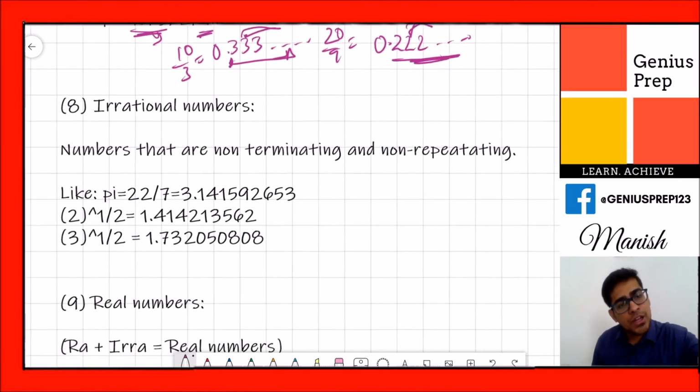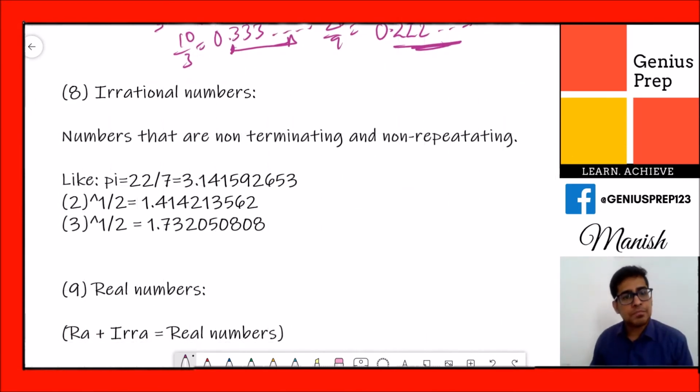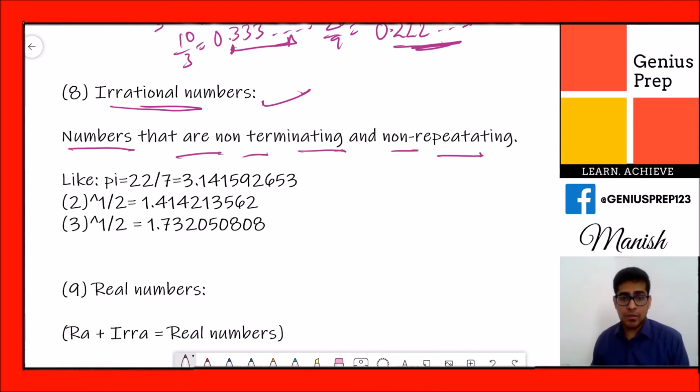So what are the irrational numbers? Irrational numbers are just the opposite of rational numbers. You can say all the numbers which are not rational numbers are called irrational numbers. Yes, that definition is also correct. But another definition is numbers that are non-terminating and non-repetitive. In rational numbers, the numbers are non-terminating but repetitive. Here, they should not be repetitive. There should not be any pattern.